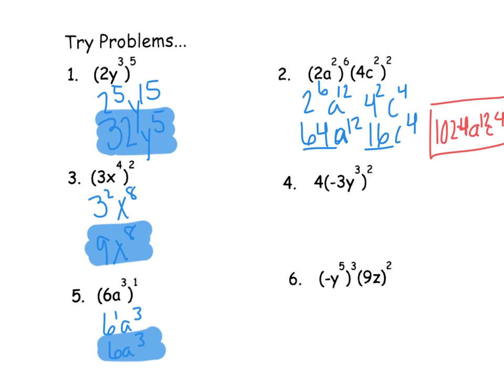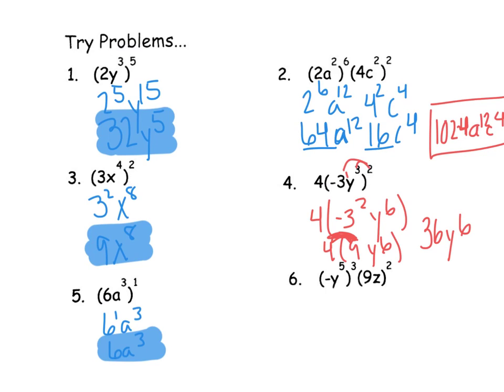So sometimes that happens, and it's going to happen like in number 4 here. Let's change colors here. When we distribute, we get 4, and then negative 3 to the 2nd, y to the 6th. So then we have to do negative 3 squared, which is 9. Negative 3 times negative 3 is 9, y to the 6th. Then we can multiply these right here. 4 times 9 is 36, y to the 6th.